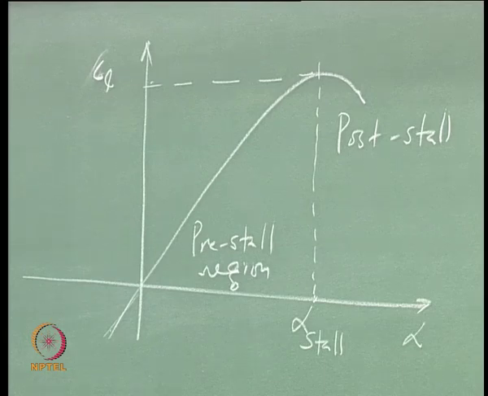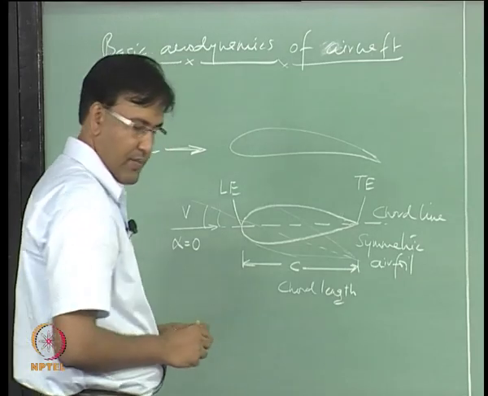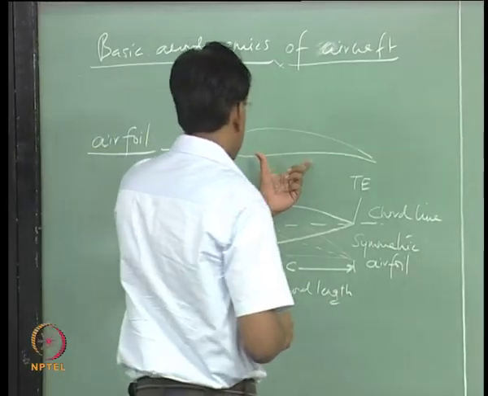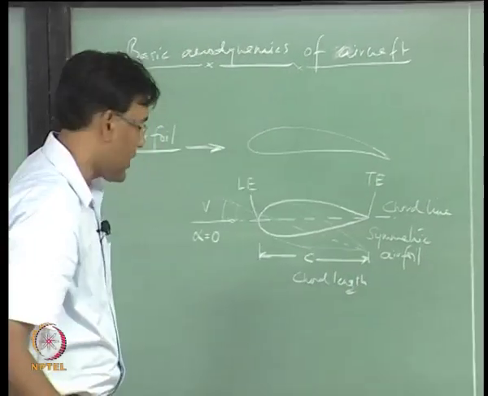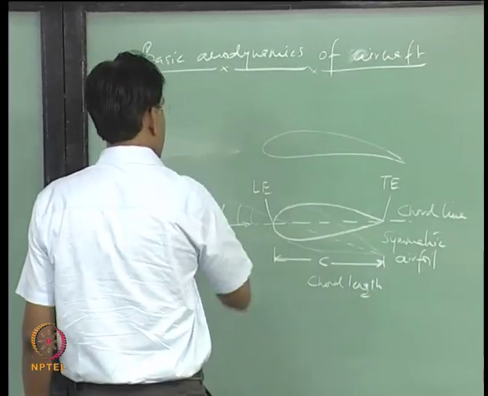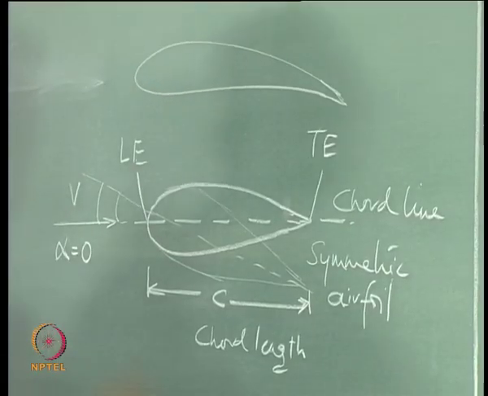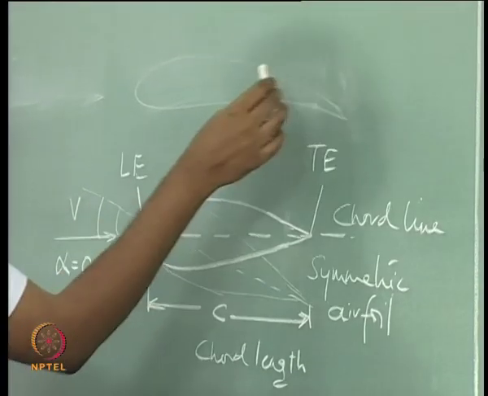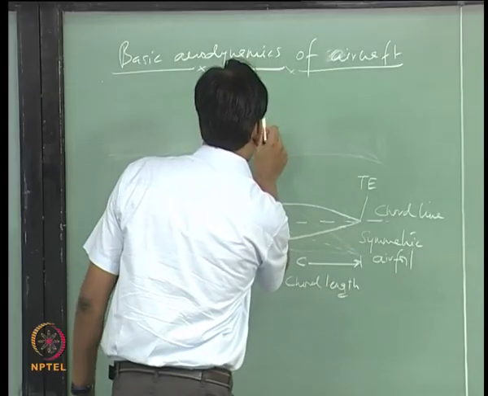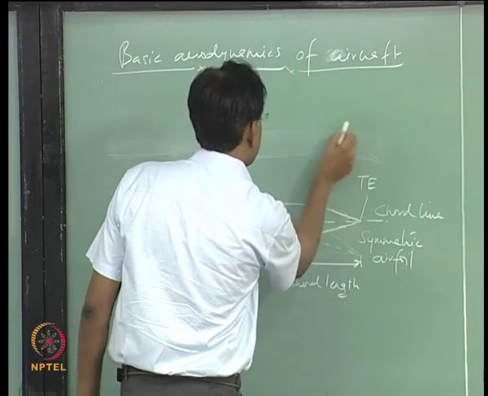So, this is for this symmetric airfoil. Now, let us look at another airfoil which is not symmetric. This is one such airfoil which is not symmetric, and the major advantage of using such an airfoil is to produce lift even at 0 angle of attack. So, let us see what happens here.